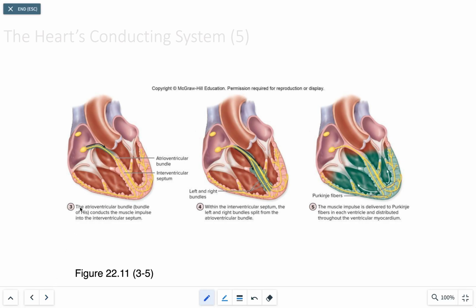When we're looking at the overall propagation, we can see here that the SA node has already fired across to the AV bundle and across to the right atrium. Again, remember that the right and the left atrium are going to contract in unison. The action potential is then going to travel down the atrioventricular bundle, or the bundle of His. It is going to then propagate along into the apex, into the Purkinje fibers, and once it hits the Purkinje fibers, we'll see the right and the left ventricle contracting in unison.